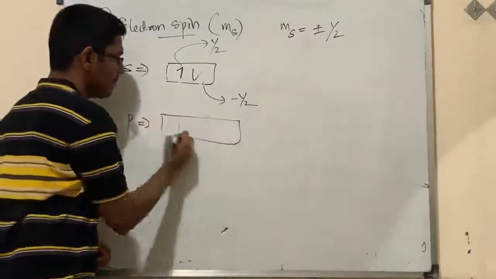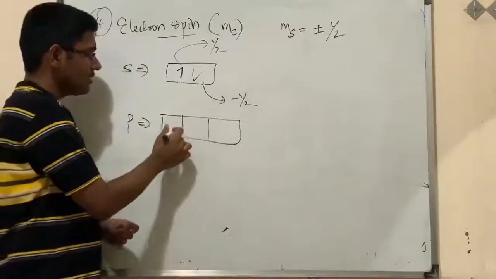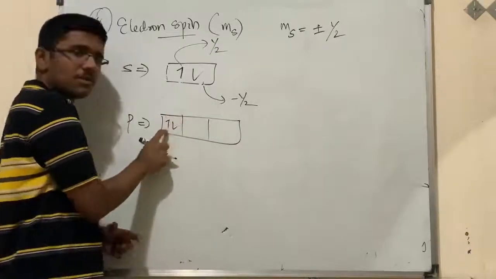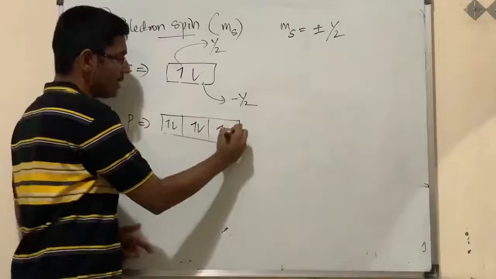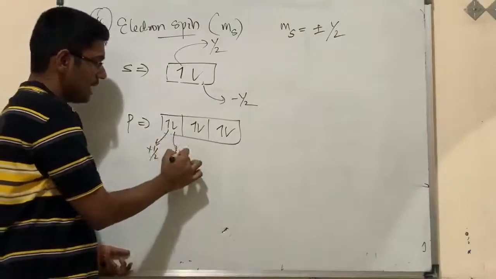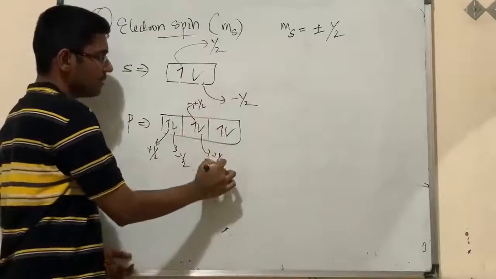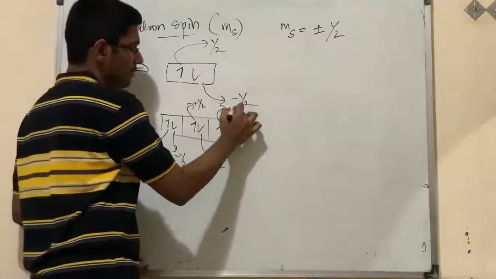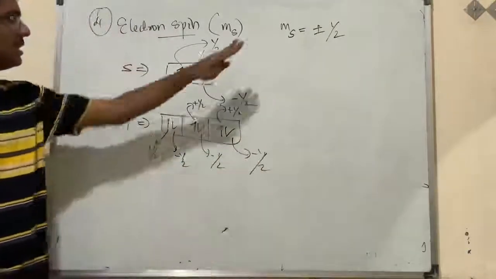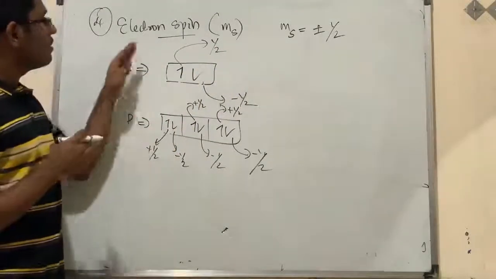Now the p orbital: we know there are three blocks, in the particular subshell. Two electrons go in the first box, two in the next, and two in the next. In the first box, one electron may have plus half and the second minus half. Here also plus half, here minus half, and here plus half, here minus half. Only these two values are possible, because only two electrons fit in one particular box. So this is all about the electron spin quantum number.